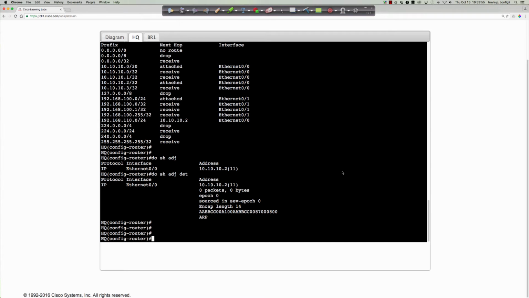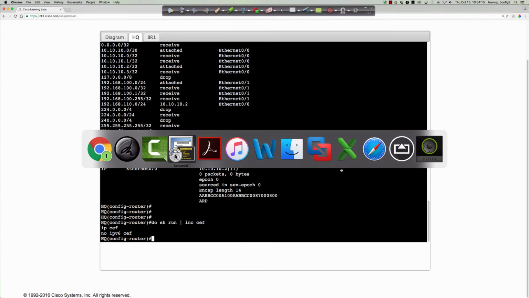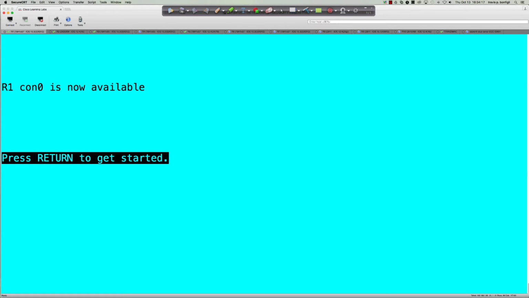So let's dive in and take a look. How do I know if CEF switching is even enabled? Let's say do show run include cef. You can see we've got ip cef and then no ipv6 cef. Now, this is very, very important. I'm actually going to pull up some real Cisco routers here to demonstrate this on.